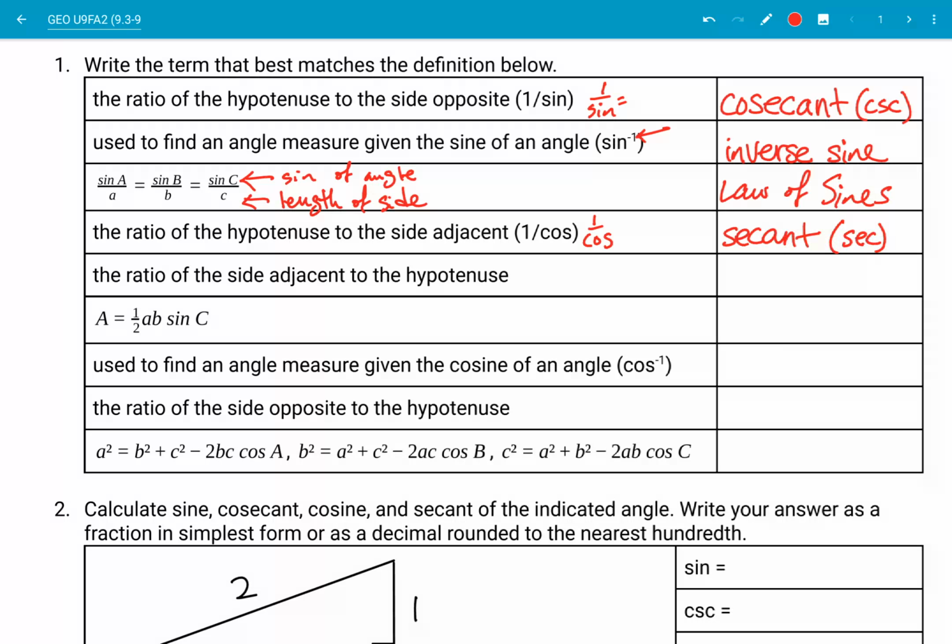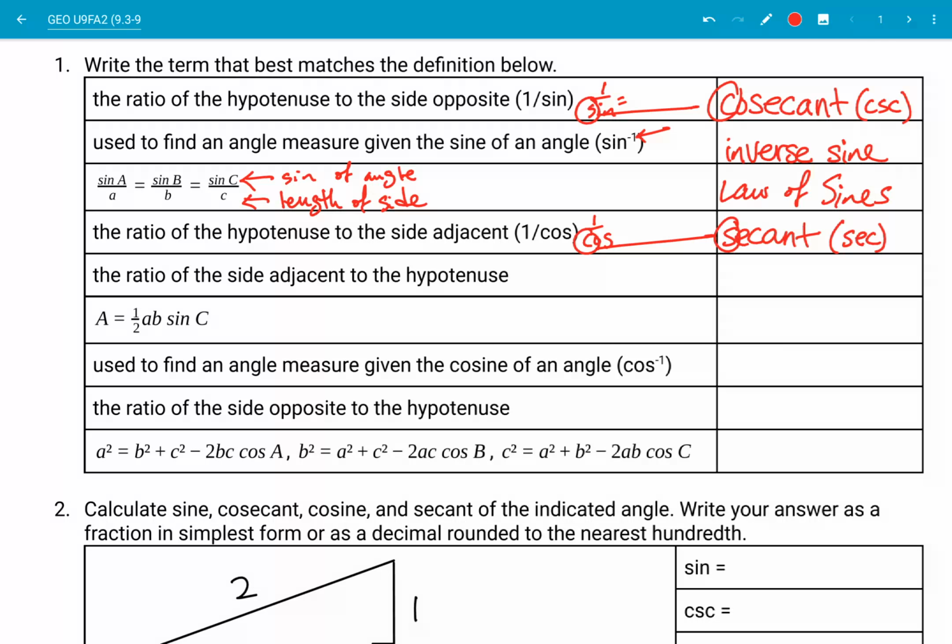And a quick memory trick for sine and cosine, cosecant, and secant is sine has an S, cosecant has a C, so you need one of each letter. Cosine has a C, and secant has an S, so you need one of each letter. Okay, so they kind of go backwards. Cosine is not matched with cosecant. Cosine is matched with secant.